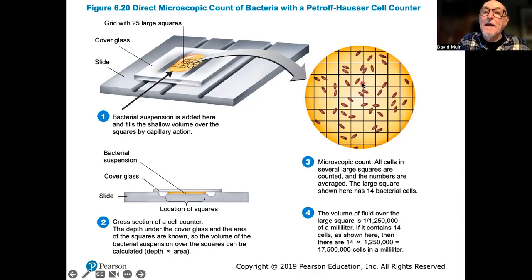And you count the number of bacterial cells that you see in that area. In whatever area you choose, you count the number of squares, you know the area, you know the depth, you know the volume. And you end up with a direct count of the number of cells per volume.